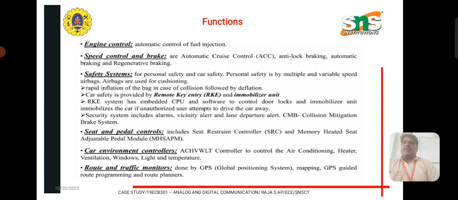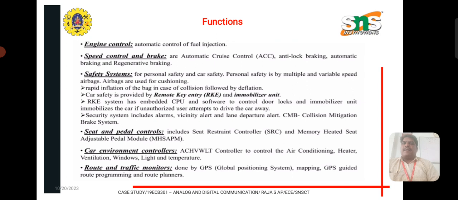It automatically controls fuel injection, speed control and the brake unit. It includes automatic cruise control, anti-lock braking system, automatic braking system and regenerative braking system. The various safety systems installed in these embedded units are for personal safety and car safety. Personal safety is provided by multiple and variable speed airbags. Airbags are used for cushioning. Our seat belts are controlled along with these airbags, with rapid inflation of the bag in case of collision followed by deflation.